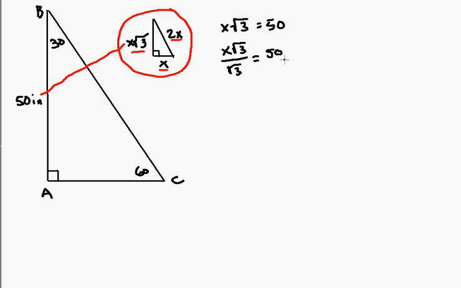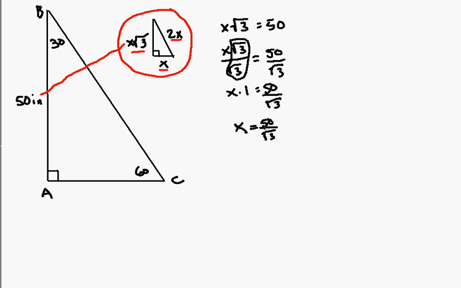So we'll go 50 divided by the square root of 3. Something divided by itself equals 1. So now this becomes x times 1 equals 50 over the square root of 3. And then if I multiply something by 1, I get the thing itself. So we have x is equal to 50 over the square root of 3.